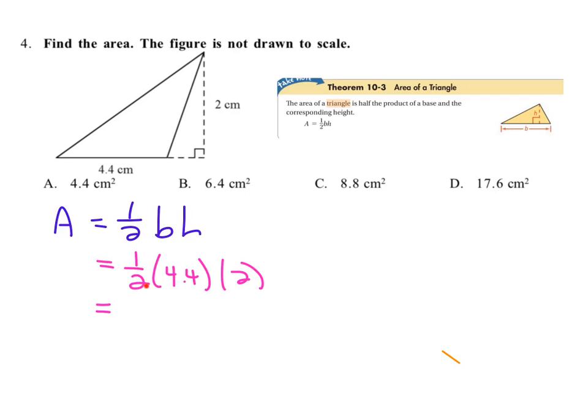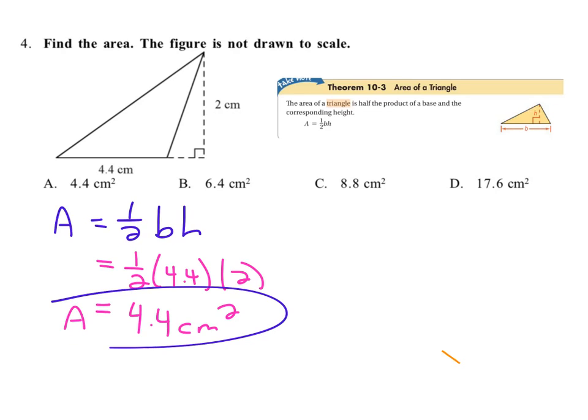And this is easy mental math because look, we can take this 1/2 and this 2, and what's 1/2 of 2? It's 1. So it's 1 times 4.4, it's 4.4. And what are the units? The units were centimeters, so centimeters squared. And that's what we get as an answer. That is A.